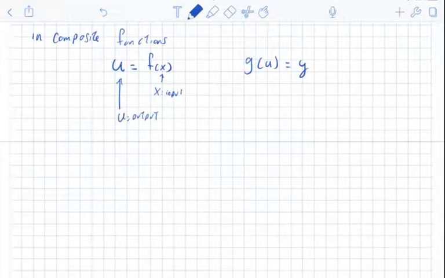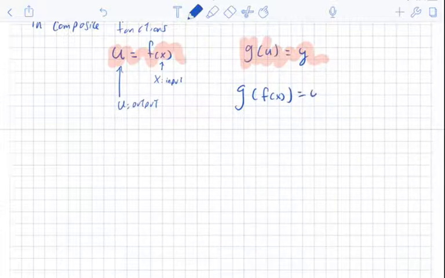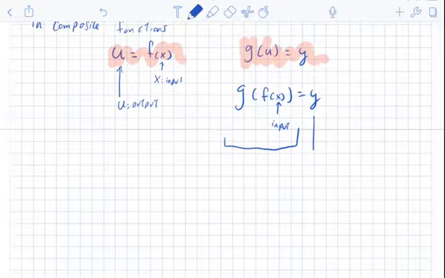Okay? And the idea is that I'm plugging this expression into this function. I'm plugging one function into the other. G of f of x is equal to y. In other words, x is the input, and then this whole thing is me doing a lot of different things to the number, and then y is the output.